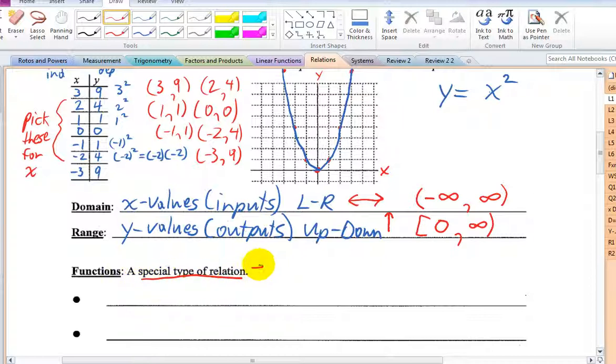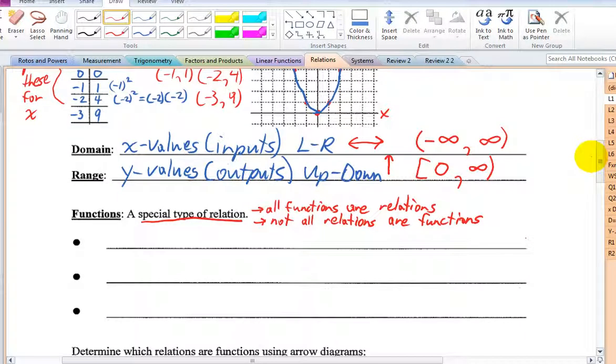Okay. So what we need to know is that all functions are relations, right? They're special ones, but not all relations are functions. So we're going to look at the details. What makes a function then, right? Because some things aren't. So what's so special about this exclusive club?